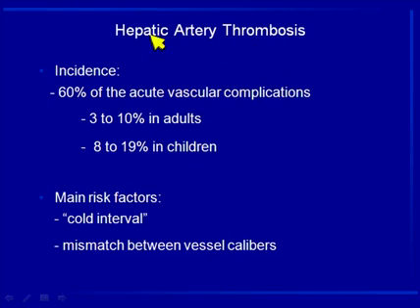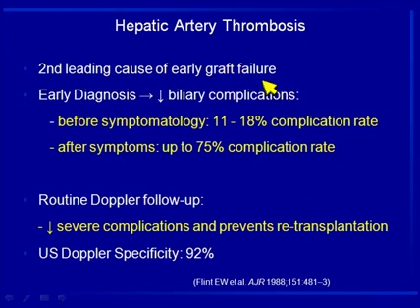Hepatic artery thrombosis. The incidence is 60% of the acute vascular complications, 3 to 10% in adults, and 8 to 19% in children. The main risk factors are cold ischemia interval and mismatch between vessel calibers. The hepatic artery thrombosis is the second leading cause of early graft failure.